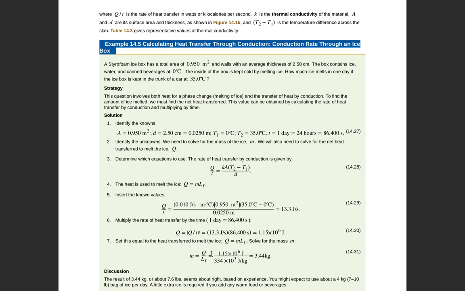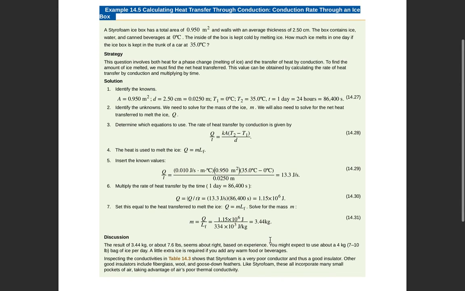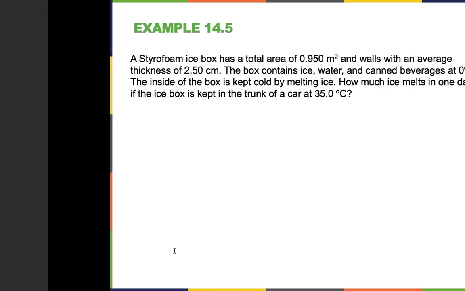So mass equals Q over Lf. We just found this number, and this is a given. So we get 3.44 kilograms of ice. So around 7.6 pounds seems to be about right based on experience. You might expect to use about 4 kilograms of bag of ice per day. A little extra is required if you add any warm food or beverages.